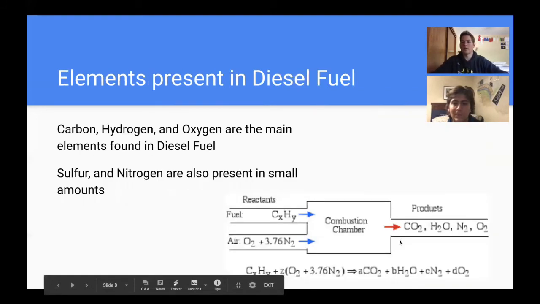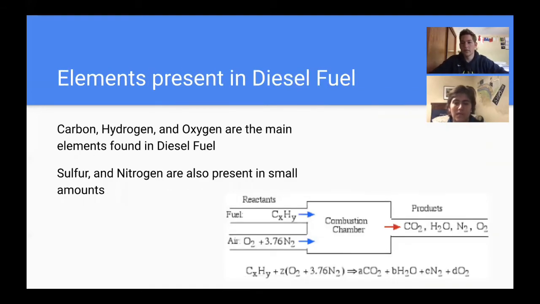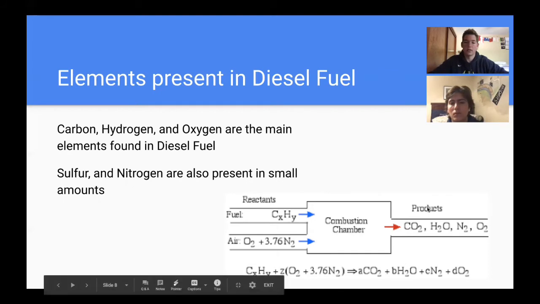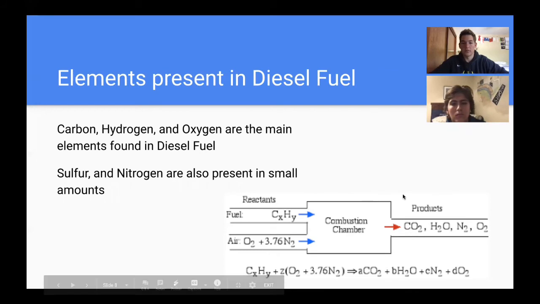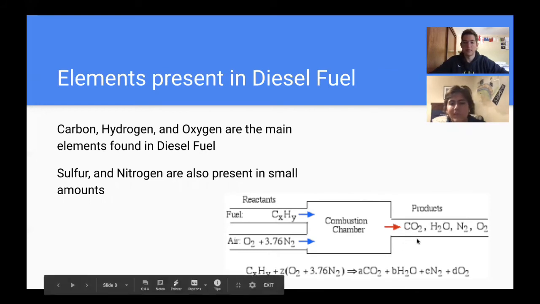So some of the elements that are present in diesel fuel is a mixture of hydrocarbons, and these are obtained by distilling crude oil. And it also contains small quantities of organic compounds such as sulfur, nitrogen, and oxygen. You can just see here at the bottom of the screen the reaction of diesel fuel and the products that it makes.